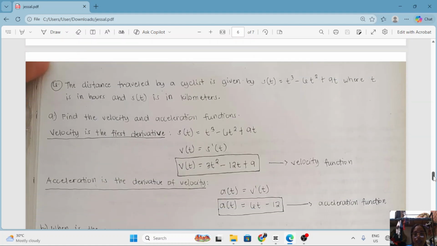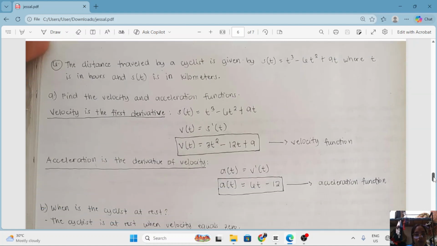Alright, down to the last problem, problem number 6. The distance traveled by a cyclist is given by S of t is equal to t cubed minus 6t squared plus 9t, where t is in hours and S of t is in kilometers. I want you to take note of this equation because it plays an important role for us to be able to solve the given problem.